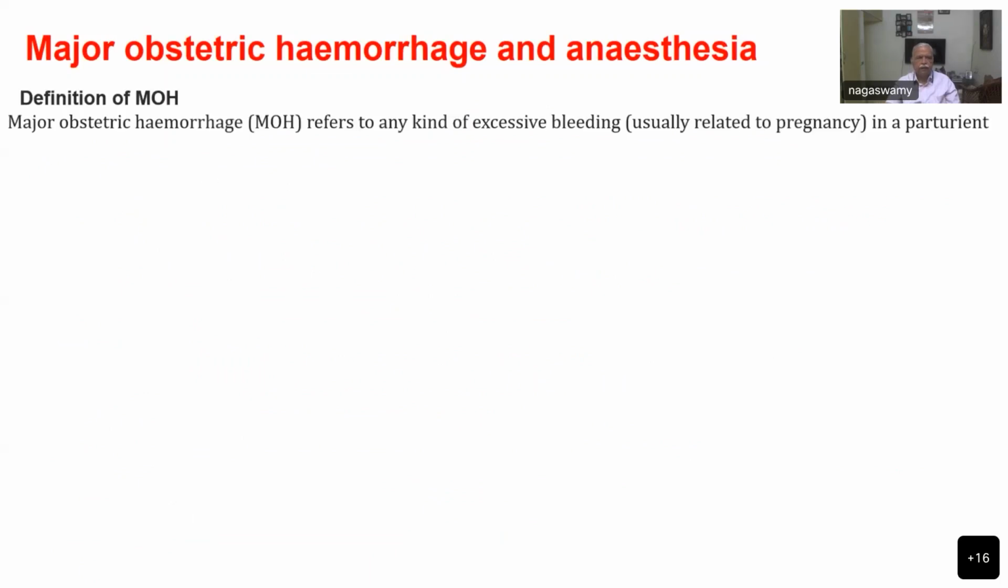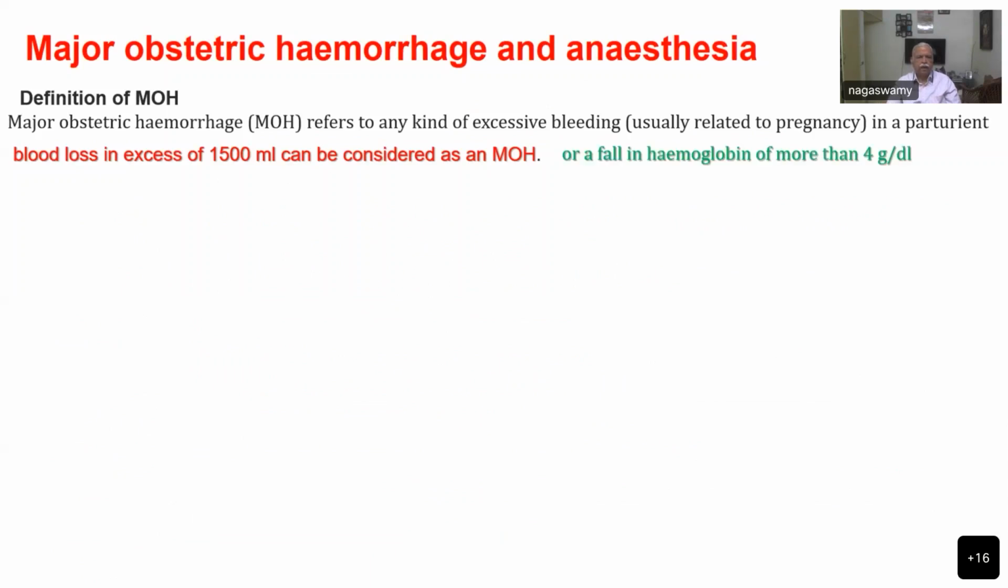So major obstetric hemorrhage and anesthesia definition is mainly based on the bleeding volume. Major obstetric hemorrhage is any kind of excessive bleeding related to pregnancy. Normally it is grade 3, 1500 or more, and it's called major obstetric hemorrhage. Or it may be causing a fall of hemoglobin of more than 4 grams from the baseline. That is also considered a qualification, or it may need more than 4 units of blood transfusion.